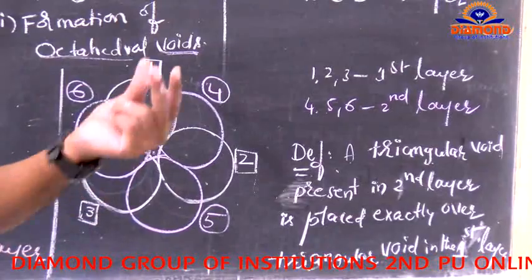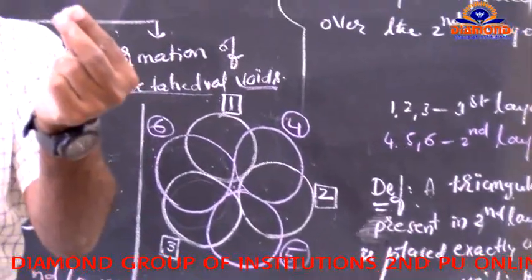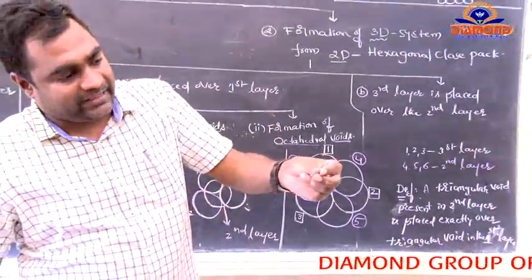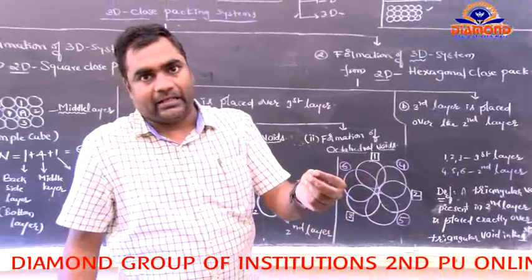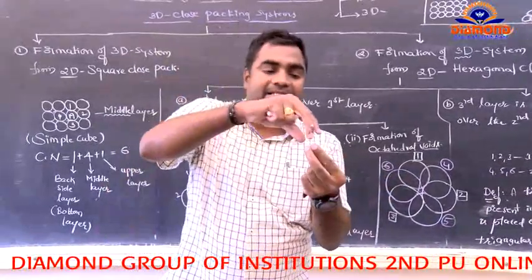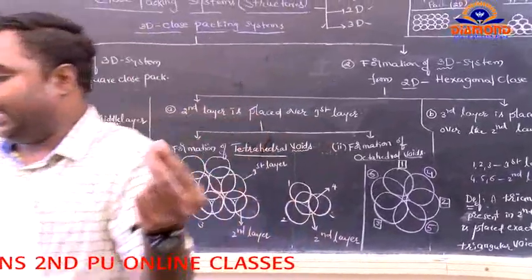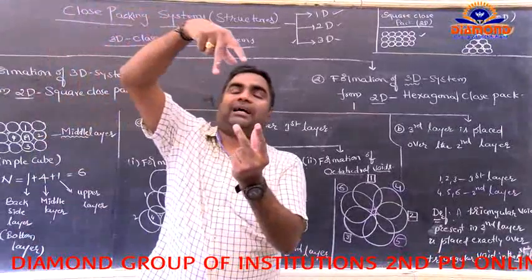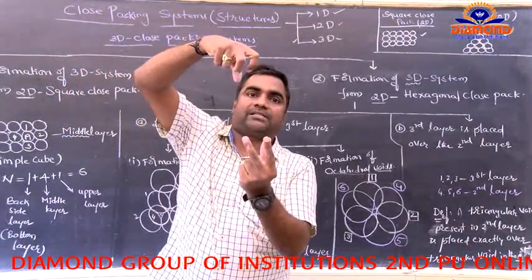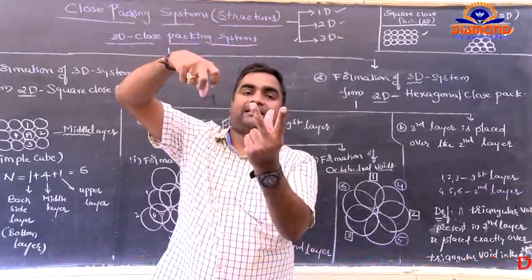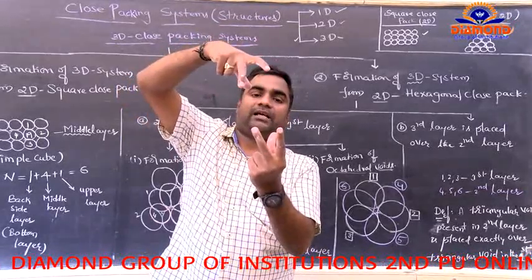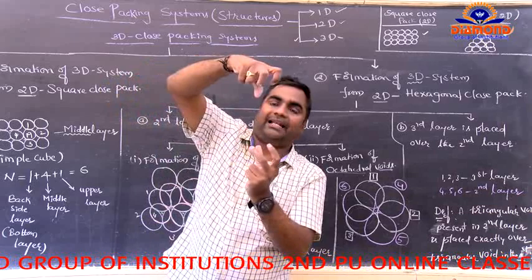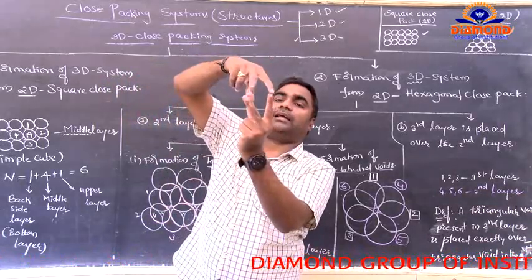Here are three fingers, considered as three atoms. We get a triangular void here. In the same way, these three belong to the first layer. Again, these three fingers are considered as three atoms. So here is the exact position of the first layer, and this is the second layer. First layer, second layer. Now these are the atoms.